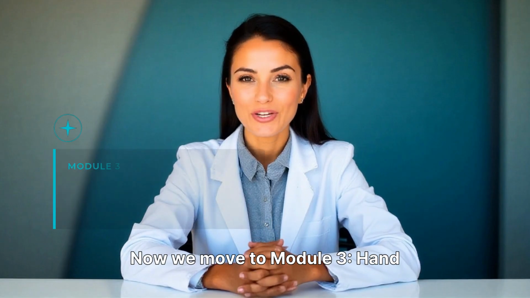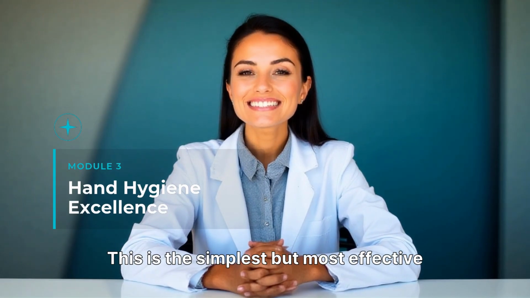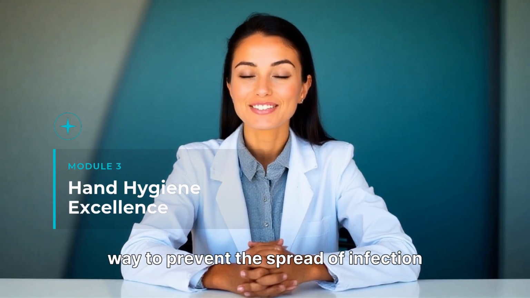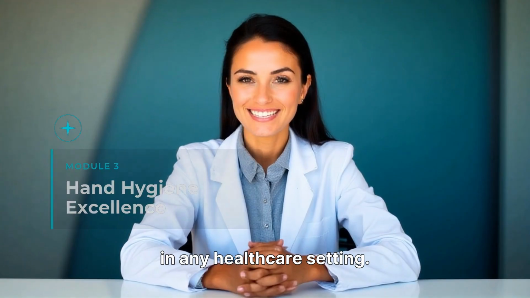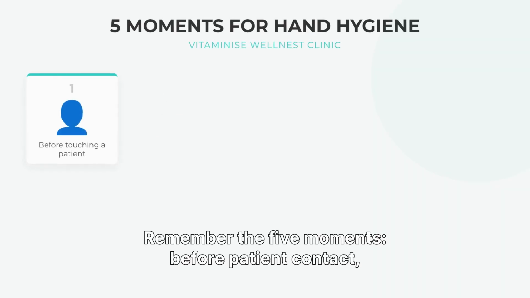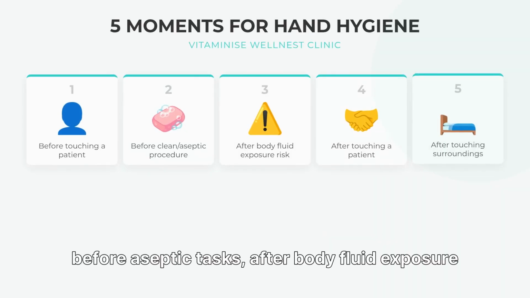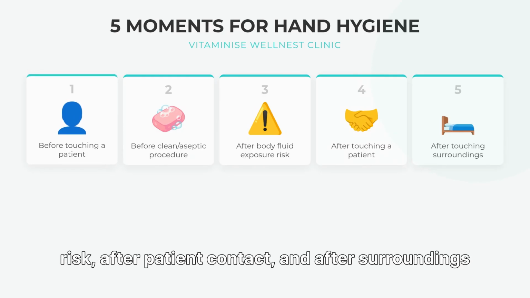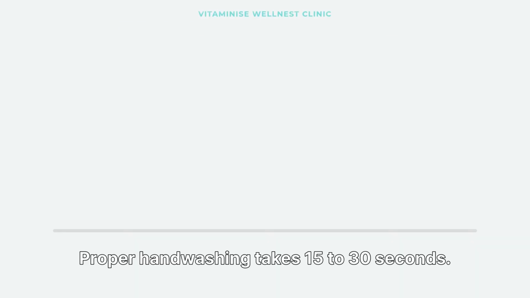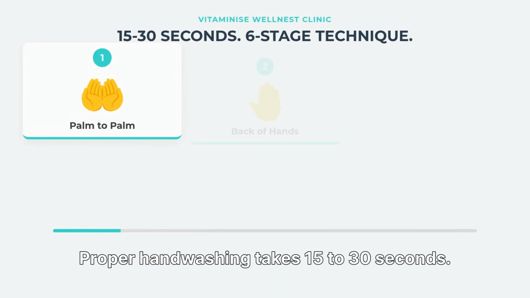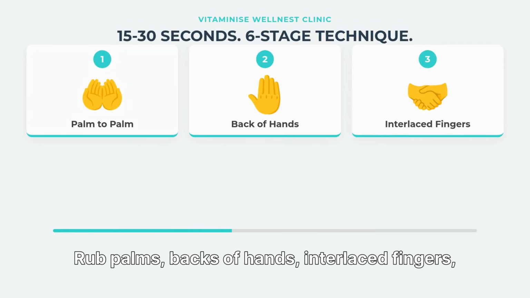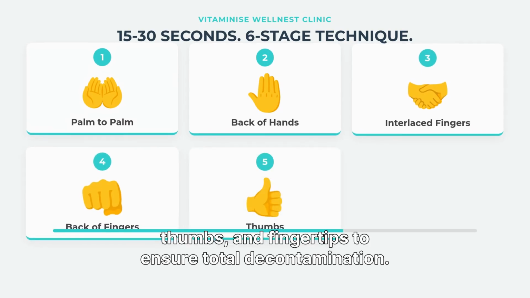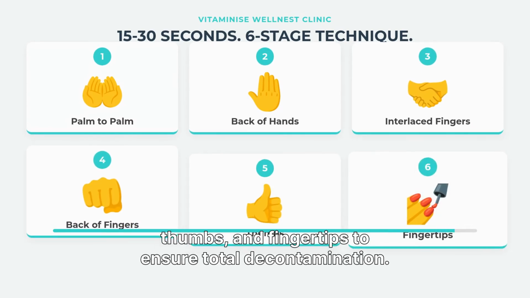Now we move to Module 3, hand hygiene. This is the simplest but most effective way to prevent the spread of infection in any healthcare setting. Remember the 5 moments: before patient contact, before aseptic tasks, after body fluid exposure risk, after patient contact, and after surroundings contact. Proper hand washing takes 15 to 30 seconds. Rub palms, backs of hands, interlaced fingers, thumbs, and fingertips to ensure total decontamination.